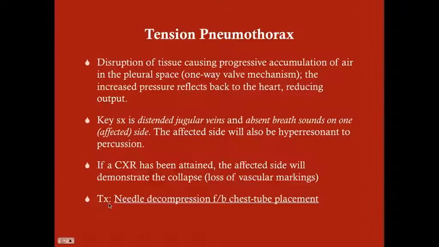So the treatment here is needle decompression. A lot of times this will be done out in the field by the EMT, and the needle will be left in, because if you take the needle out, you're back to square one again. So you decompress the tension pneumothorax. The needle will be left in then until you can place a chest tube, and that's done surgically. And that'll be secured until you can get some definitive treatment.